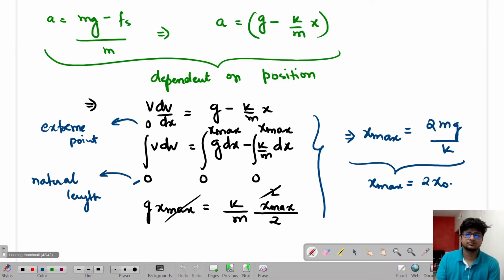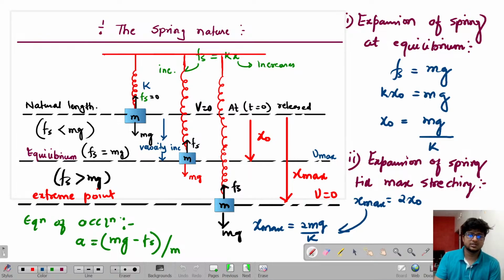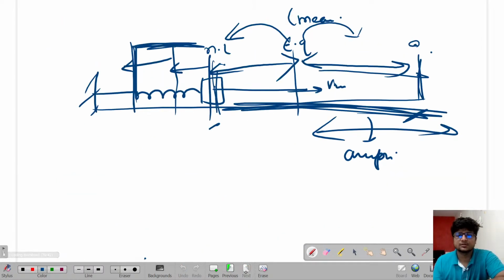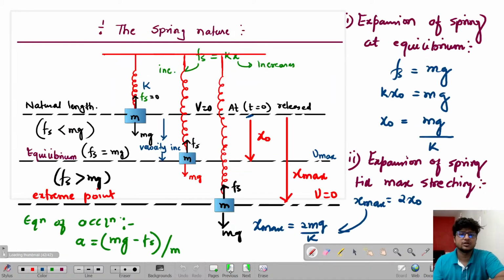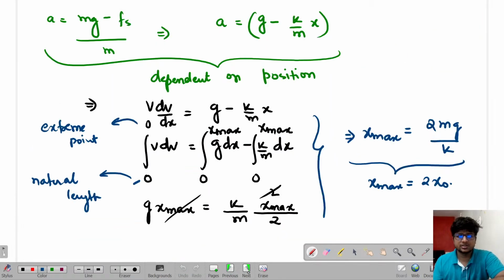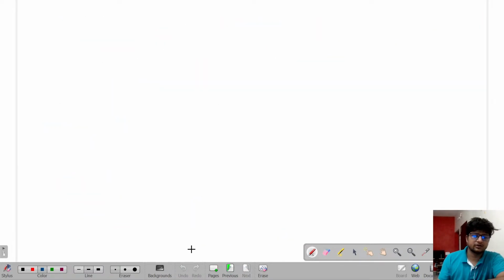Clear? This means from here to here is called amplitude, and the oscillation will happen till natural length only. Means in this only the oscillation will be bounded. Are you able to get? So this was all about your spring forces. So based on this, we can define our spring potential energy.